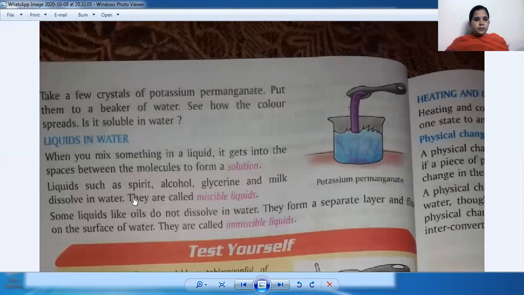So this is about how liquids change their form when they are mixed in the water. We have seen how solids change when they are mixed in the water. Now we have seen how liquids change when they are mixed in the water. Now, how will the gaseous form behave when it is mixed in the water? That we will see in the next session. Meanwhile, all of you go through the lesson, whatever we have finished till now. Okay, children?